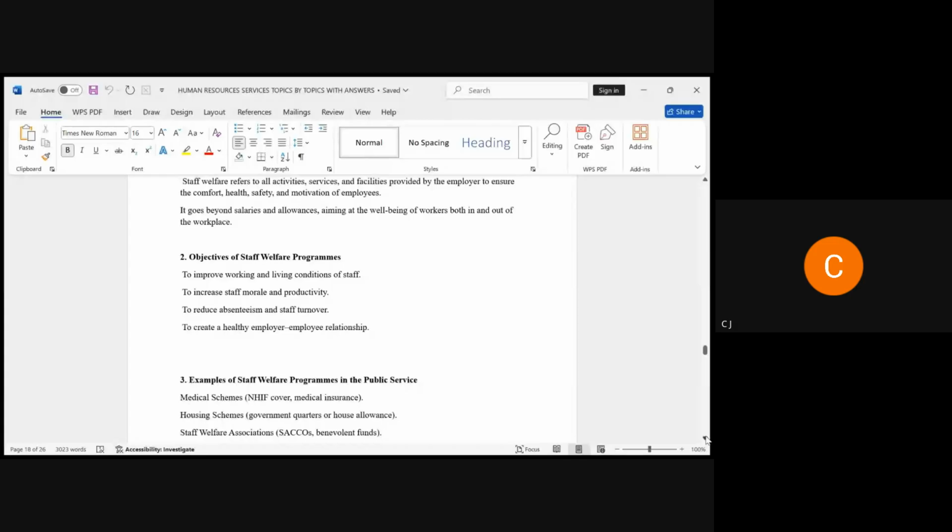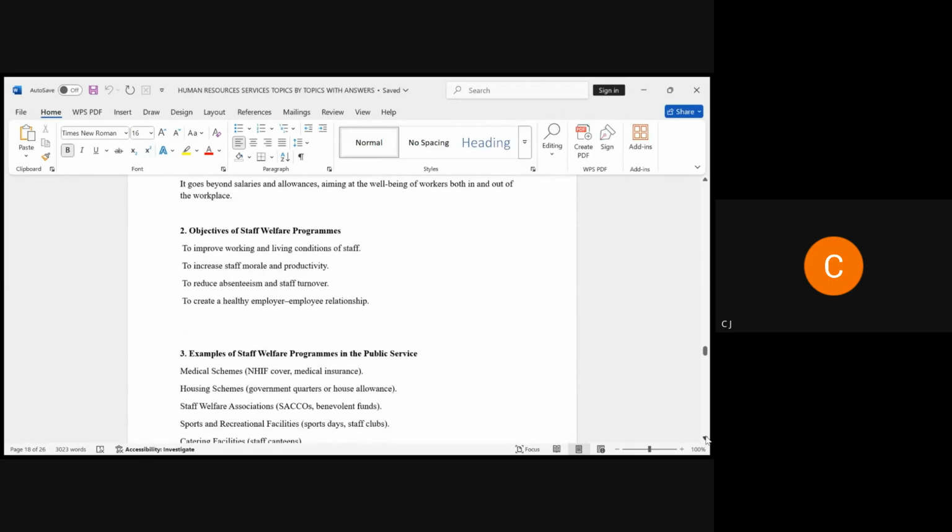Staff welfare association. We have SACCOs, benevolent funds. Sports and recreational facilities, sports day and staff club.